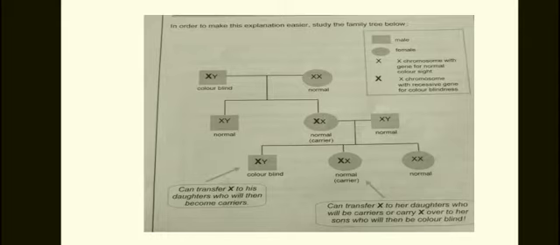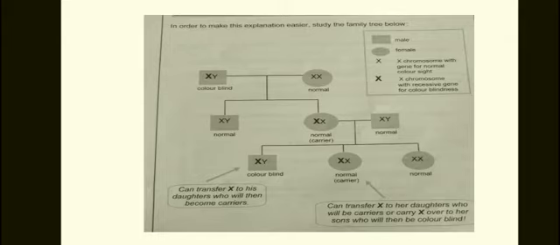So now they have the probability of having a son that is normal, because this son is going to inherit his X chromosome from his mother, and the Y chromosome from his father, of course. So all sons of this couple will be normal, because the X chromosome always comes from the mother, and the mother is normal.